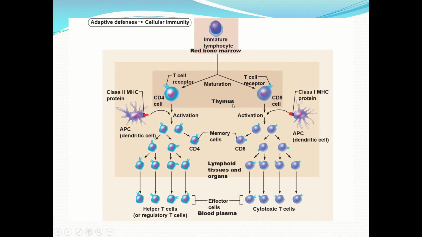The memory cells shown here in the center are what form that adaptive immunity that we've been talking about, that remembers the pathogen for the next time it might occur in the body. And then at the bottom here, the effector cells are the ones that are going to be the soldiers that actually go out there and fight directly.